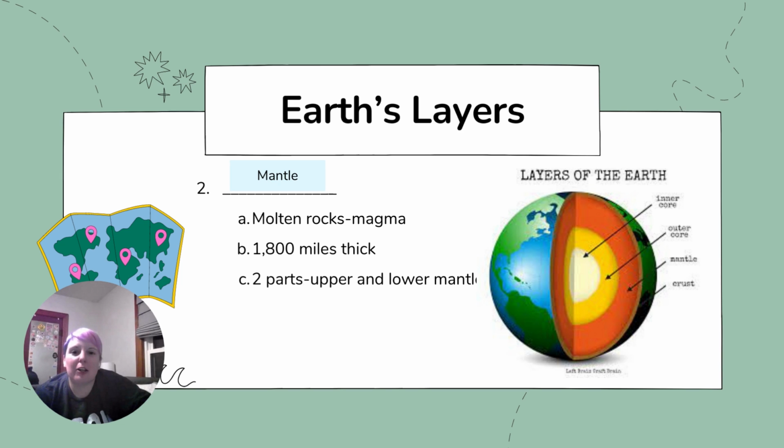The second layer is the mantle, and this is actually the layer that some people will break up into 2 different parts, the upper and the lower mantle. This is made up of molten rocks called magma. Some of you might be connecting that with volcanoes, which is totally accurate. Whenever you have a volcano and you have that magma that turns into lava, that is coming from the mantle of the earth. These layers together are 1,800 miles thick. And again, there are 2 parts, the upper and the lower mantle.